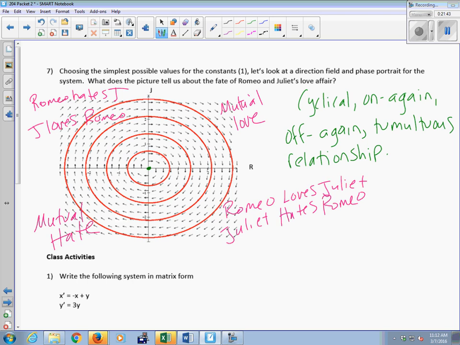So your project is kind of fun because you get to characterize the romantic styles of various Romeo and Juliet scenarios. In this case, Juliet was fickle because she responds in the opposite way to Romeo's feelings, but there's lots of different situations we can describe using a linear system here.